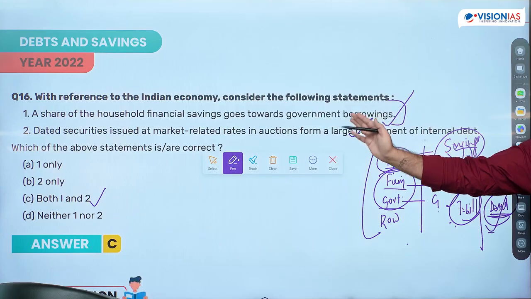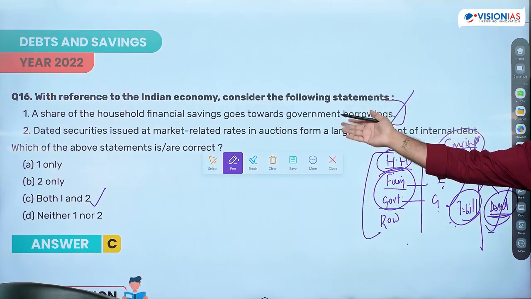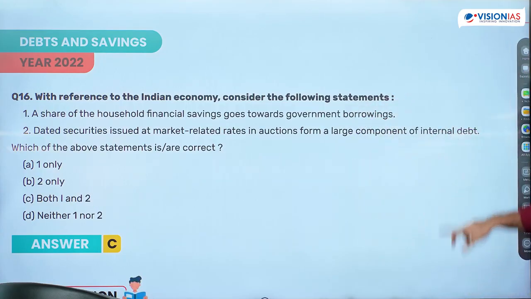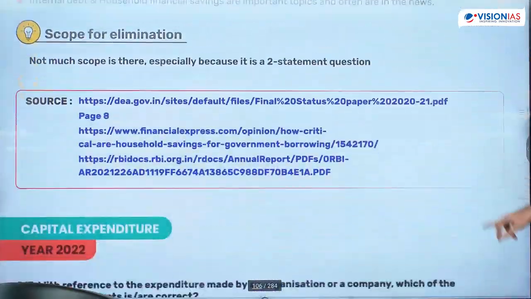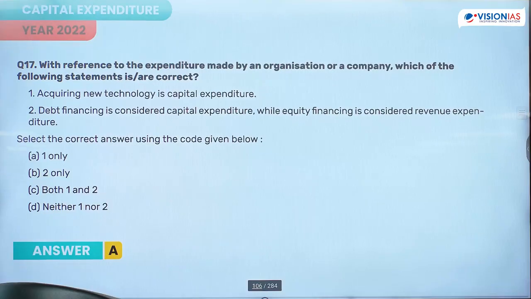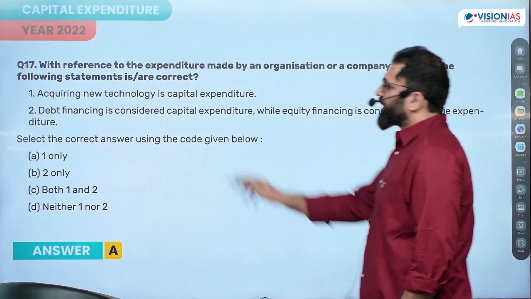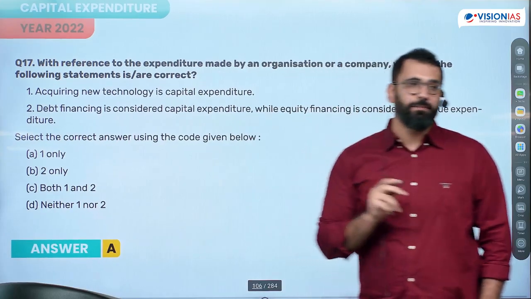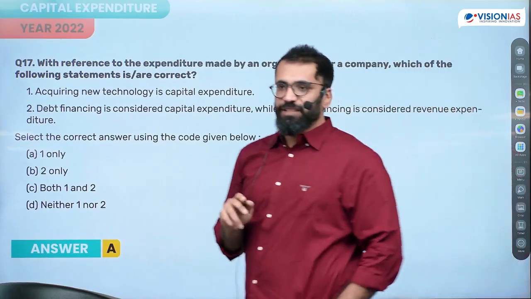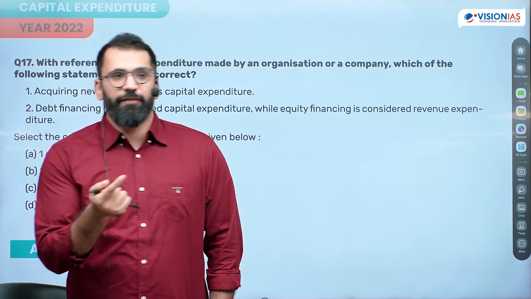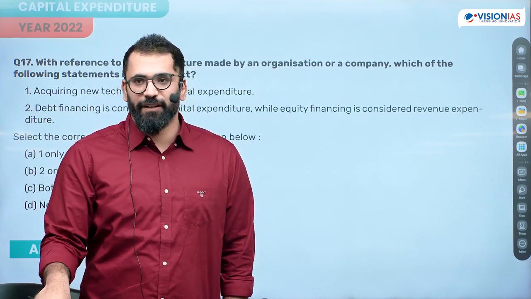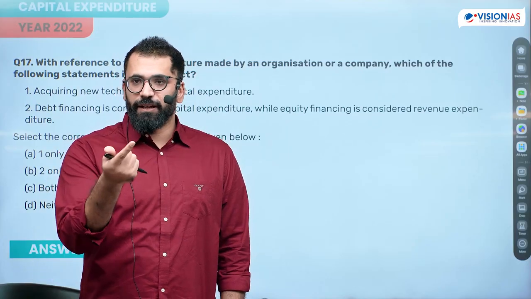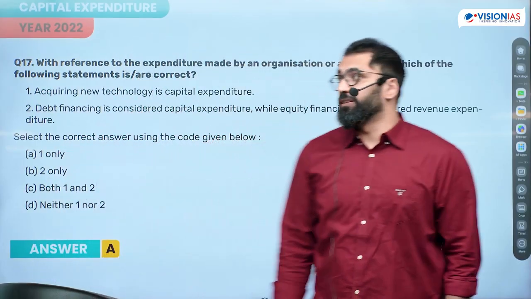Looking at it, the question looks tough, but if you read it, it is a very basic question. It doesn't have any technicality involved. With reference to the expenditure made by an organization or company, which of the following statements is correct? Acquiring new technologies, capital expenditure. Why? Asset creation, something which can be used again and again. If the company borrows a software, is it capital expenditure? Is it investment? Yes, software can be used again and again. This is why acquiring new technology is correct.